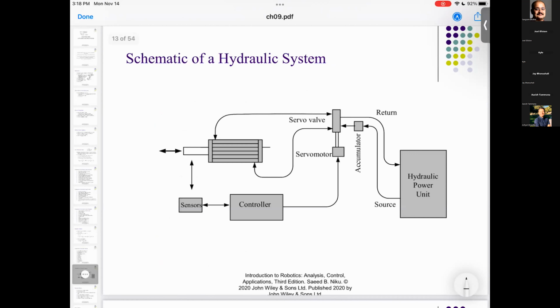Typical hydraulic system, think about your power steering pump, wherein you have an actuator. That actuator is connected to some type of sensor that gives the feedback to the controller. It's connected to the servo motor. There is a servo valve. There is a hydraulic power unit that actuates the forward or backward motion. So you turn your steering wheel, and then the hydraulic actuator pushes or complements your motion. So it provides additional force.